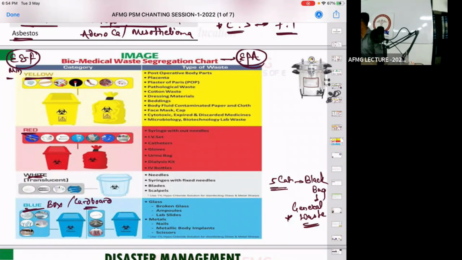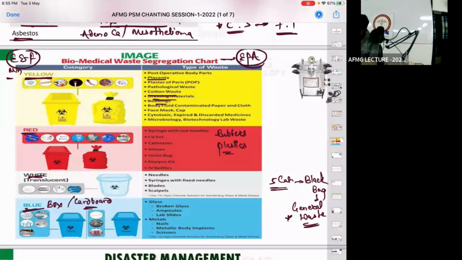Quickly. So, anatomical waste. Placenta. Amputated limb. Animal waste. Cotton waste. Dressings and bedding. Rubber. Plastic. Thin plastic, one time use, that wrapper one is in black. But other plastics are red.